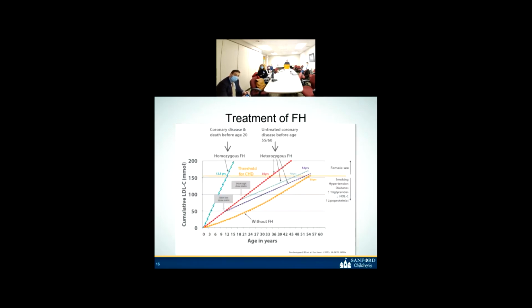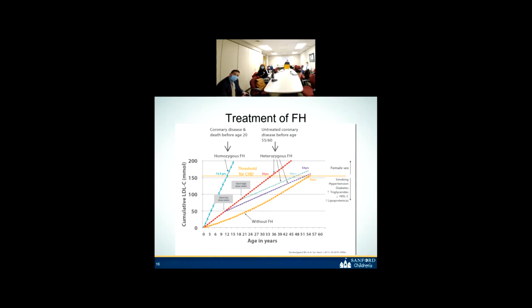And so this is probably the most poignant slide of the whole presentation. Here we're looking at homozygous all the way to the left, that blue line, if you will. Untreated homozygous FH is going to cause coronary artery disease and death before the age of 20. Heterozygous is that red line towards the middle. That's going to cause coronary artery disease before the age of 55 to 60 if left untreated. And then way down at the bottom, that yellow-orange line is our normal general population.